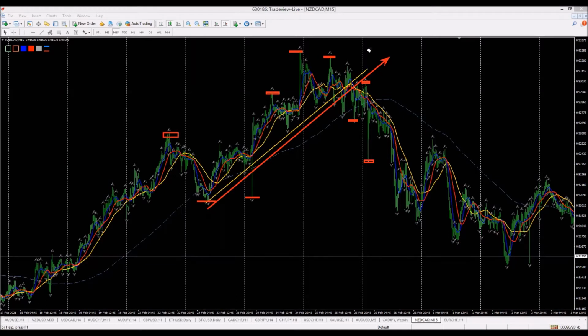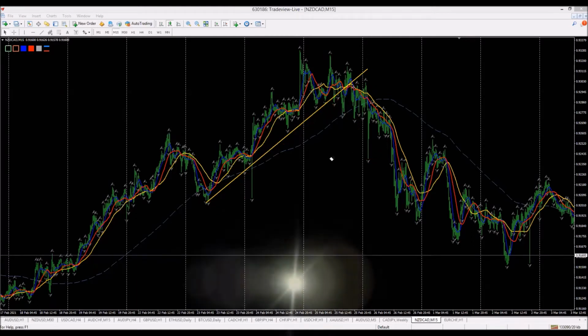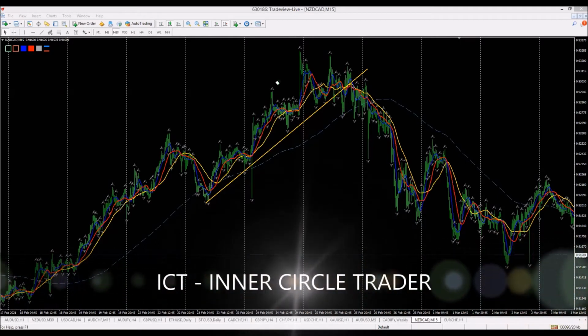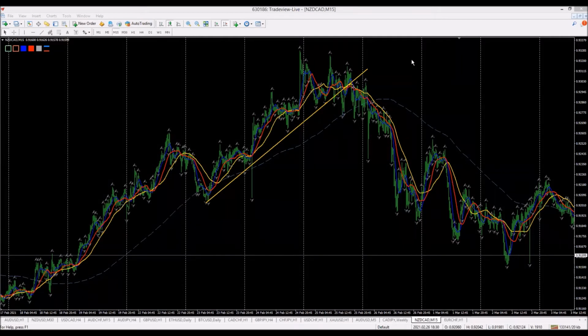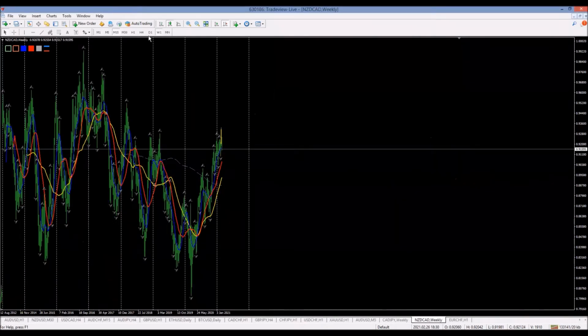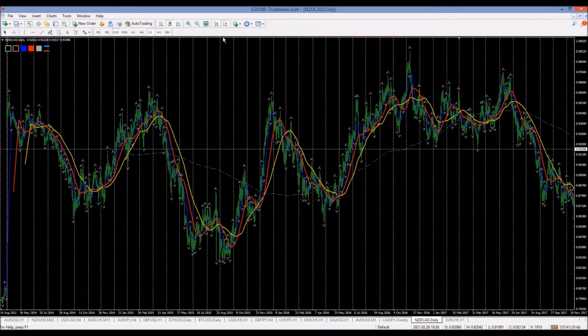But let's see about ICT order blocks, how that may have lined up with this particular trade. Then we'll jump back in here and we'll put the lipstick on. So this is something that I saw and I thought, this is interesting stuff. And we go to, I think it's the weekly chart. Maybe it's a daily chart. All right, we go to a daily chart.